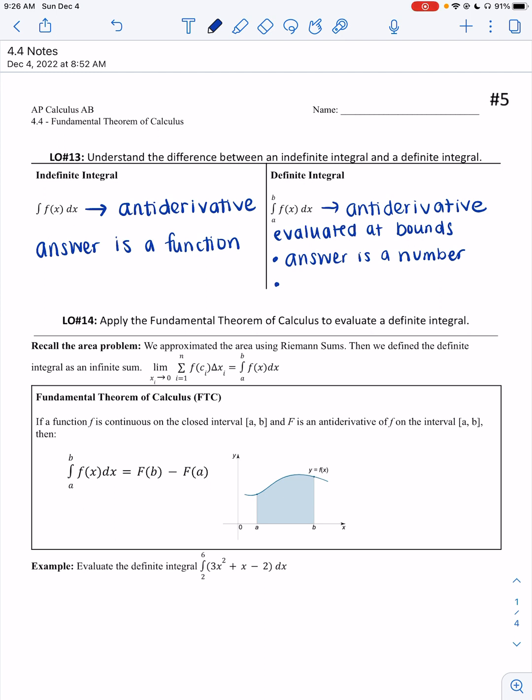And what it represents is the area under the curve between x equals a and x equals b. So the answer is a number rather than a function, and that number is giving you the area under the curve, which we have talked about in this class already. So let's talk about how we're going to do these algebraically.